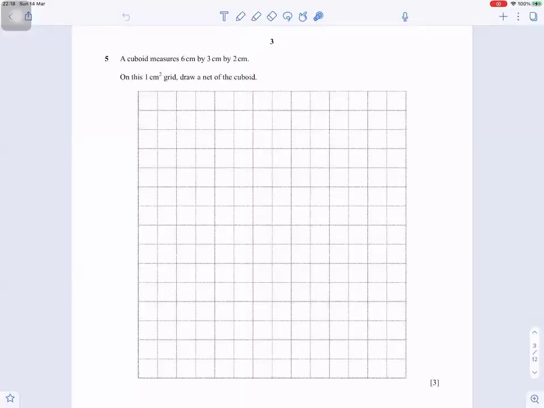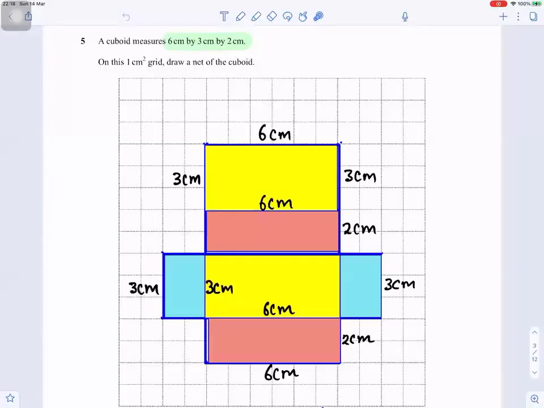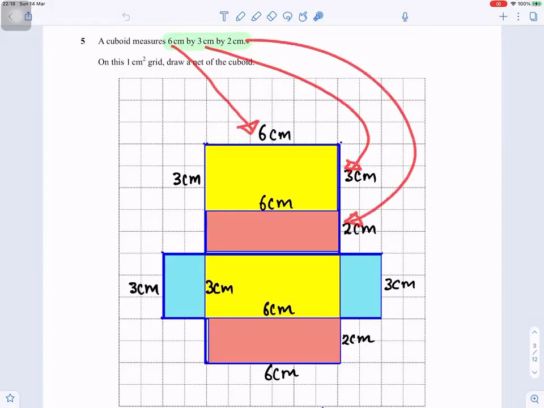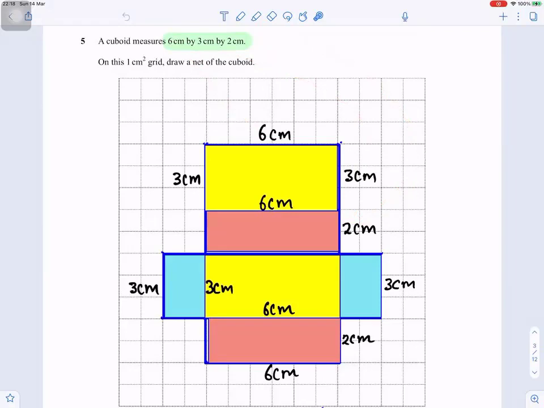Question number 5. A cuboid measures 6 centimeters by 3 centimeters by 2 centimeters. On this 1 centimeter squared grid, draw a net of the cuboid. So that is what the net of the cuboid would look like. You have that 6 centimeters there. You have the 3 centimeters. And you have the 2 centimeters. So if you fold it, this one could go on top.